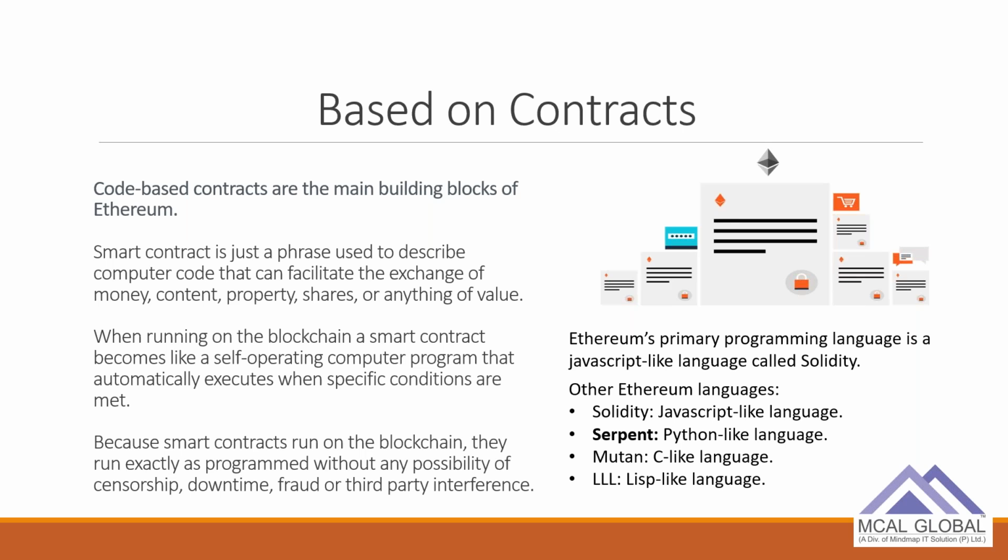Okay. And when running on the blockchain, a smart contract becomes a self-operating computer program. It automatically executes when specific conditions are met. Smart contracts run on the blockchain. They run exactly as programmed, without any possibility of censorship, downtime, fraud, or third-party interference.